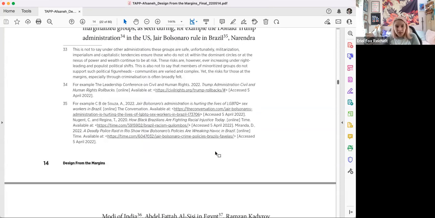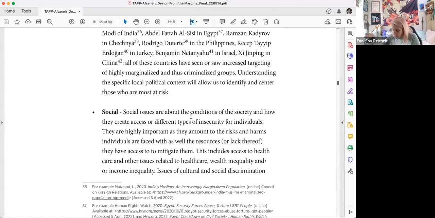I found the next section of social. I underlined the conditions of the society. And my note next to conditions of the society is that they describe social issues as conditions of the society, and they're different for different places, which makes sense, right?